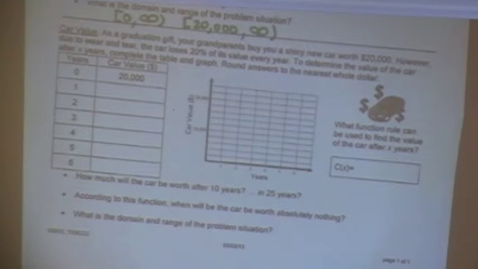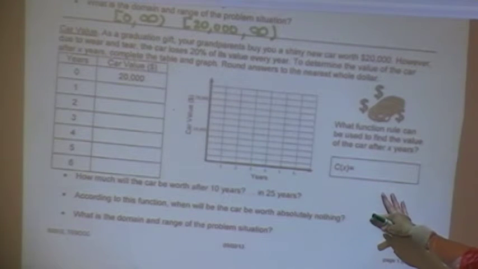Now, homes, houses, they appreciate in value. They're worth more as time goes by. Cars, not the case. As soon as you drive it off the lot, it depreciates. And depreciation is calculated with an exponential function.